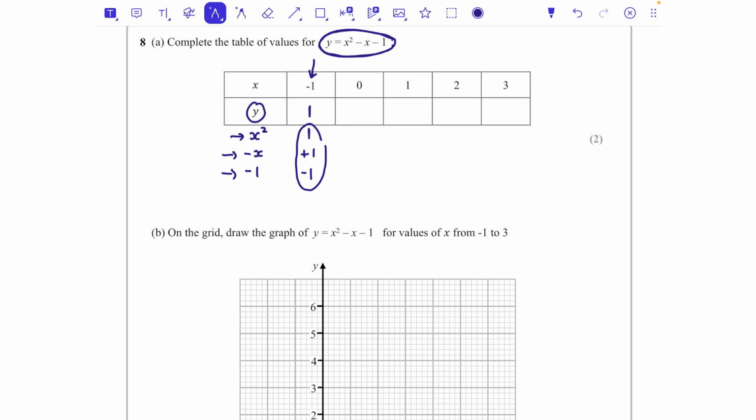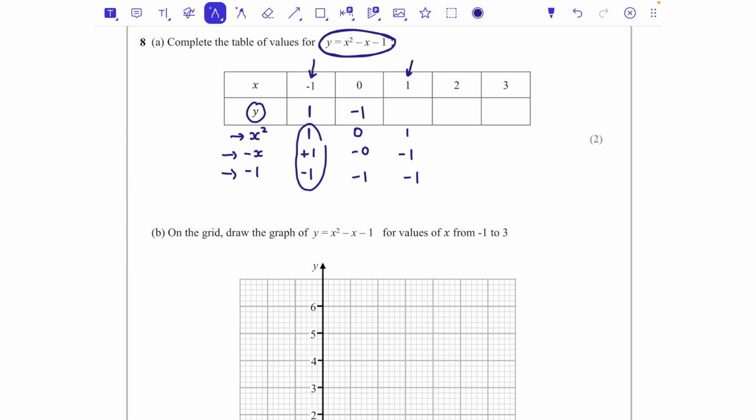Now we're going to do the same thing, but for 0. So 0 squared is 0. Minus 0 is minus 0, it's just 0. And then we're going to take away 1. So altogether, that is minus 1. Now we're going to do the same for 1. 1 squared is 1. Take away x, which is take away 1.